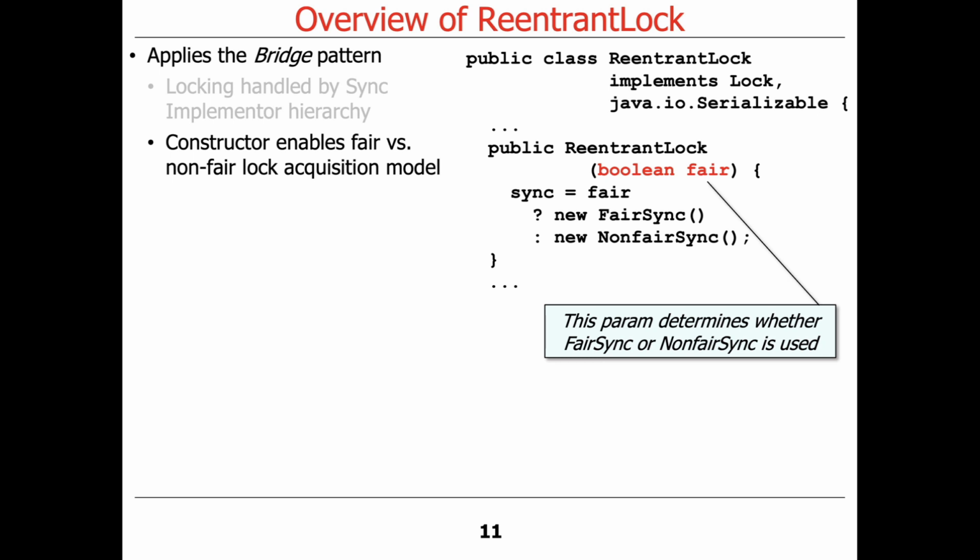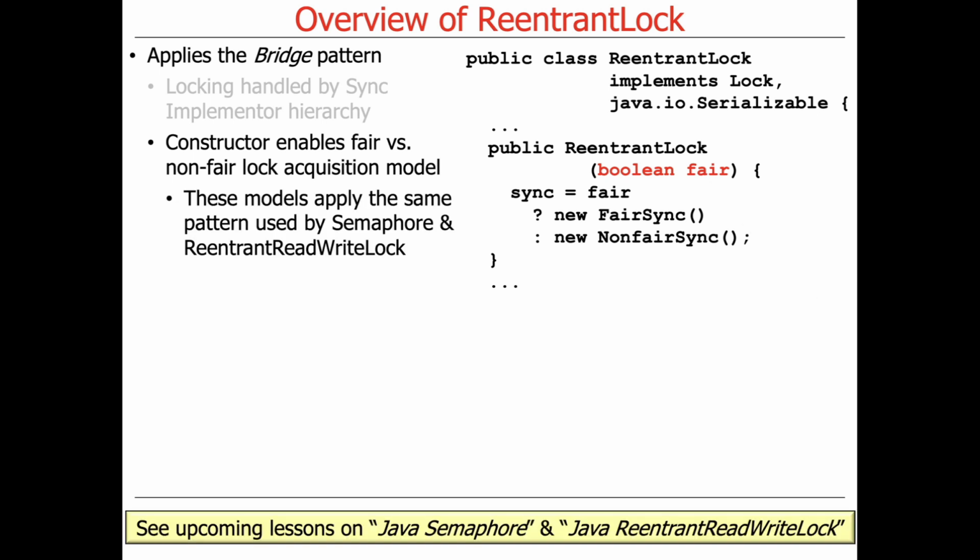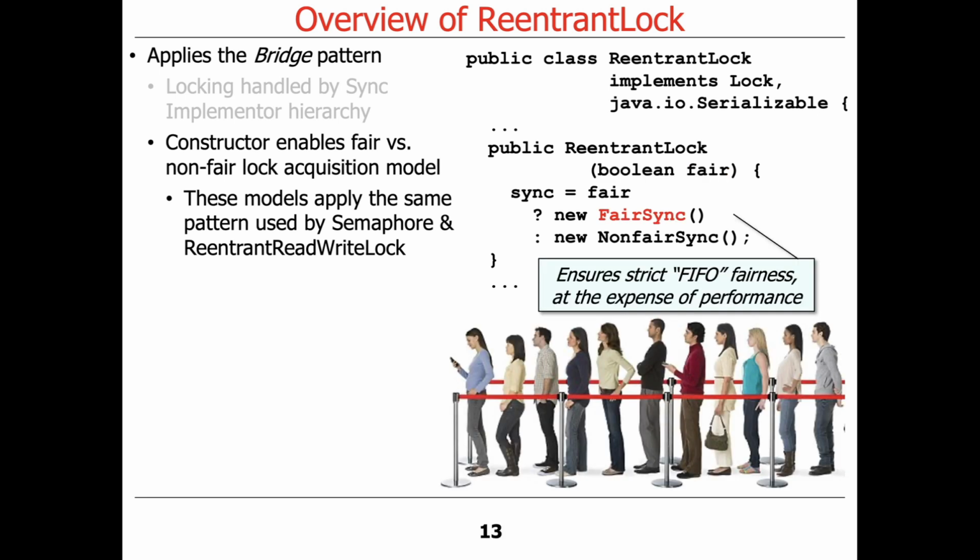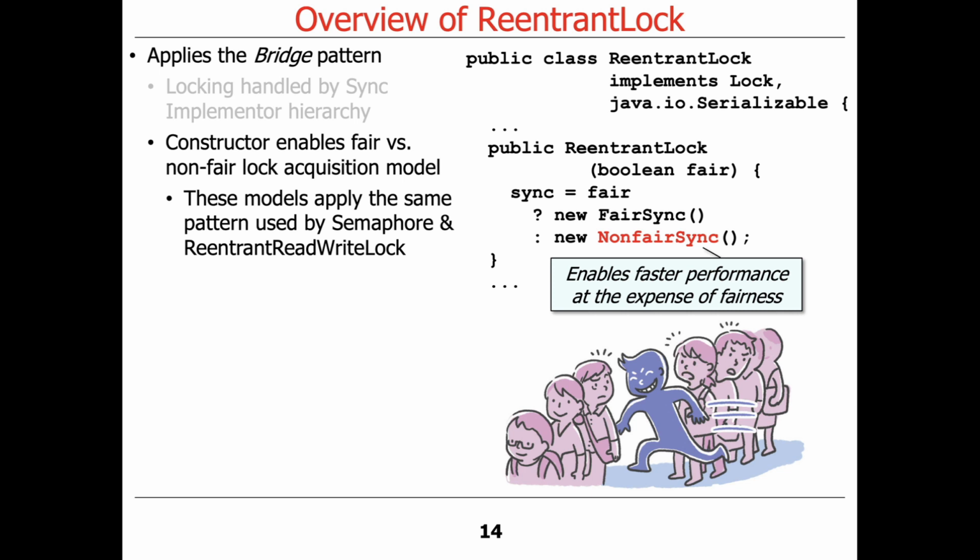The way you select which semantic you would like is by passing in a Boolean to the ReentrantLock constructor. And as you can see here, the Boolean is called fair. And in this case, it uses the same pattern as we'll see in the semaphore and the ReentrantReadWriteLock class. If the Boolean is true, then it makes a fair sync. And if it's false, it makes a non-fair sync.